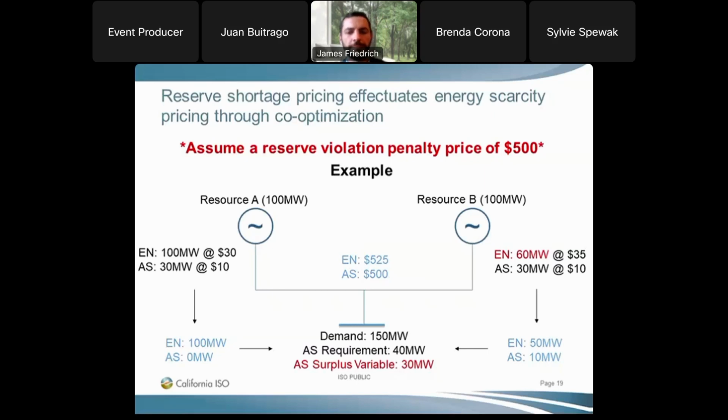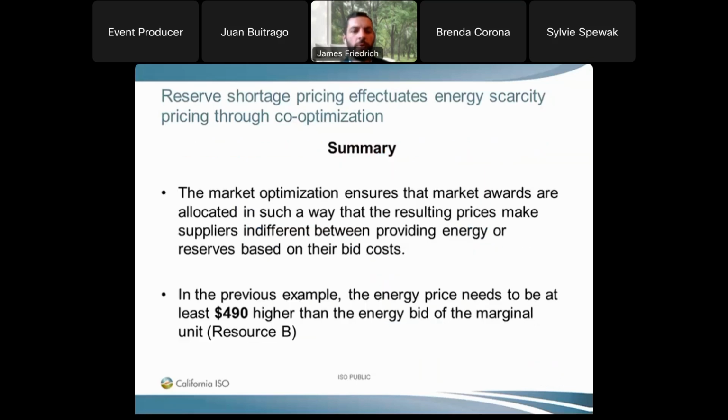Let's go to the next slide. So a summary of that concept: the market optimization ensures the awards that they give to resources are allocated in such a way that the resulting prices make these two resources indifferent between providing energy or providing reserves based on their bid costs. And that's done automatically in the market. That's just the way it mathematically works out. So again, the punchline is, in the previous example, the energy price needs to be at least $490 higher than the energy bid of the marginal unit in order to make resource A indifferent between selling energy and reserves.